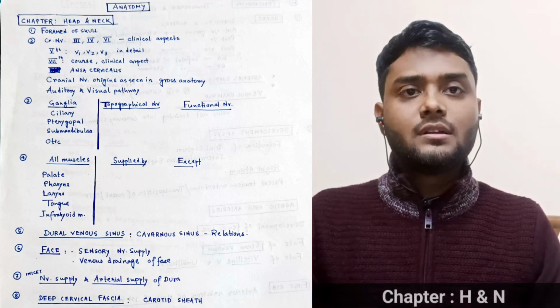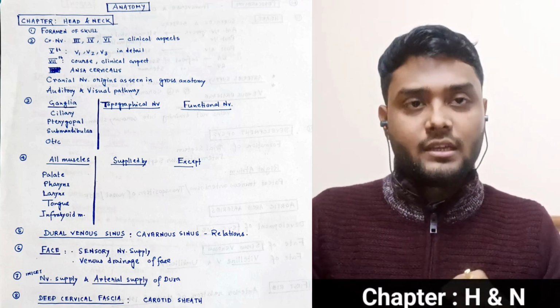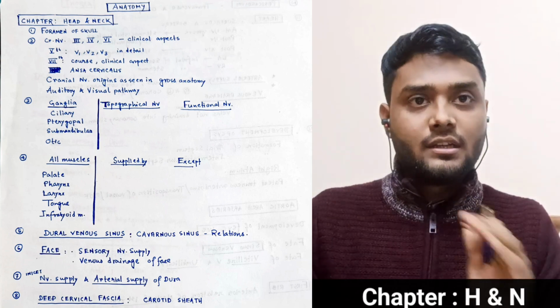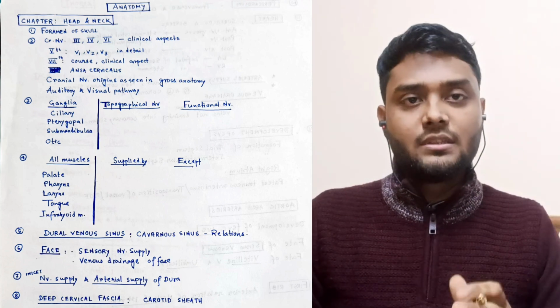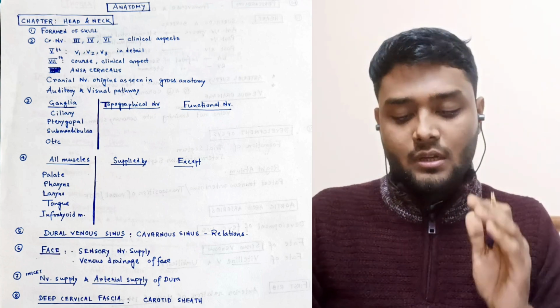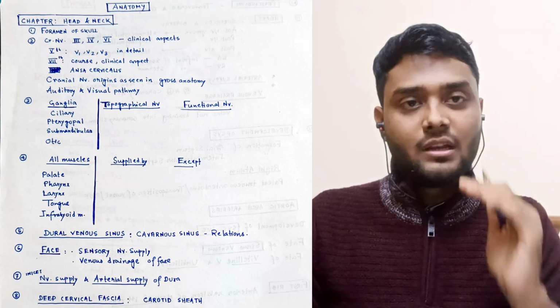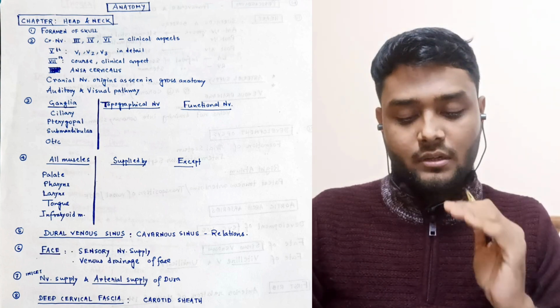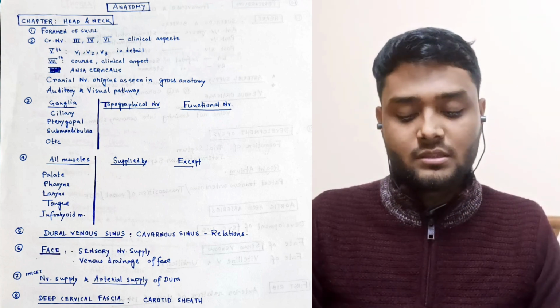The first chapter is head and neck. Read about the foramina of the skull in detail. Cranial nerves third, fourth, sixth, their clinical aspects. Fifth cranial nerve: ophthalmic, maxillary, mandibular divisions, their sensory and motor nerve supply. Seventh cranial nerve, facial nerve, its course and clinical aspects. What are the different levels of facial nerve injury? Read it carefully. Then read about the ansa cervicalis and the muscles supplied by it.